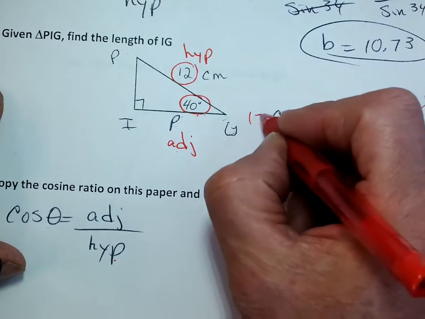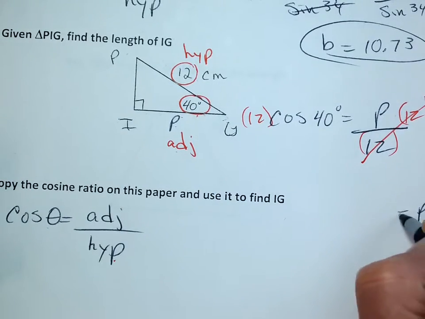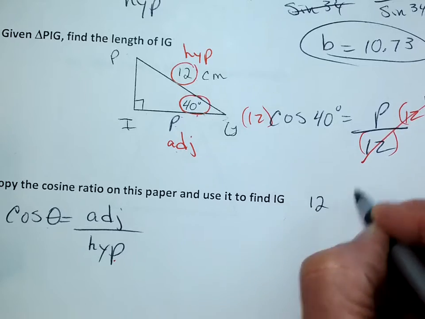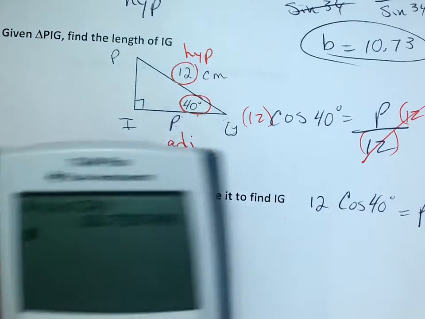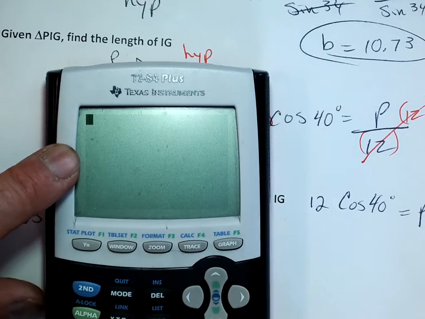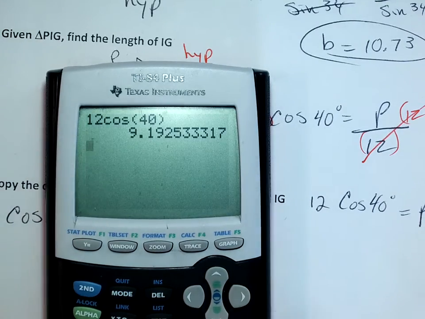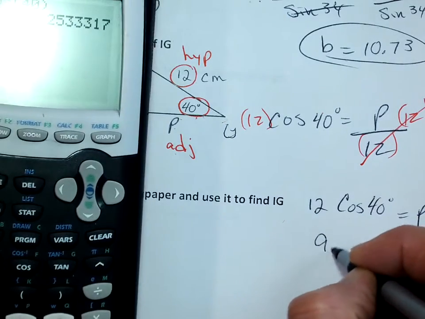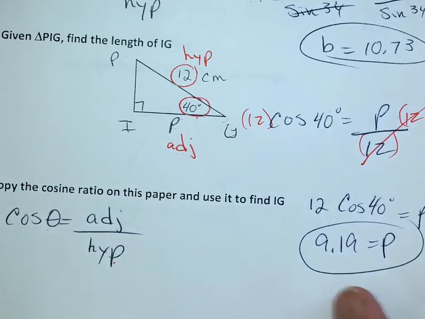Cancels, multiply by 12. And I would have P is equal to 12 times the cosine of 40 degrees. I'm just going to use my calculator and simply go 12 times the cosine of 40 degrees, and I get an answer of about 9.19.